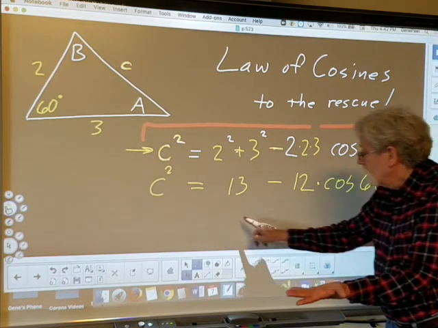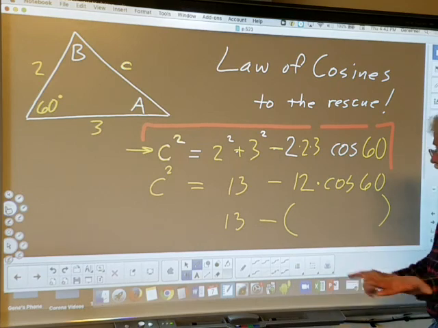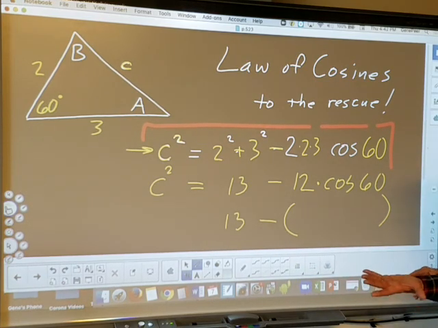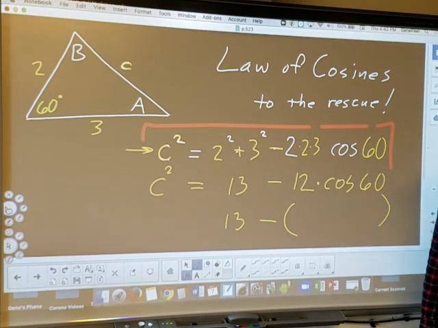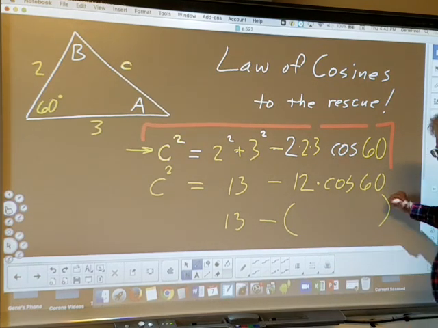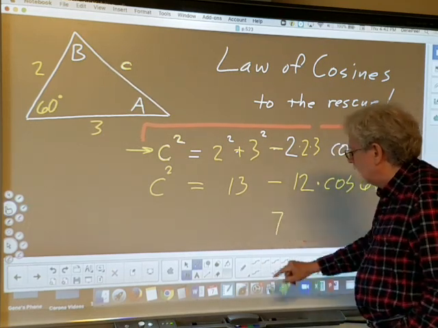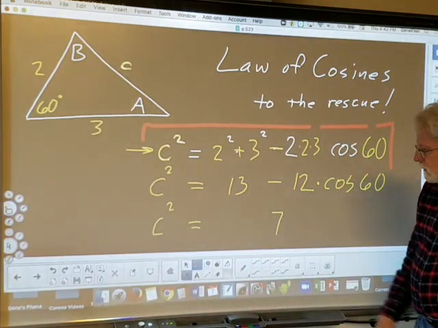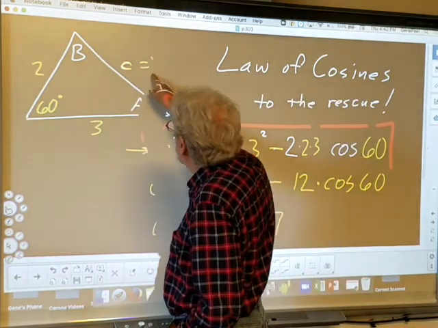Without a calculator, you would do 13 minus, and then you would calculate 12 times cosine of 60, do the subtraction. Tell you what, to save some time here, because I know that you guys can do 13 minus 12 times cosine of 60 on your calculator. That's not an issue. Trust me when I tell you that you will end up with an answer of 7 equals c squared. So what's c then? Well, if c squared is 7, then c must be the square root of 7, and you are done.